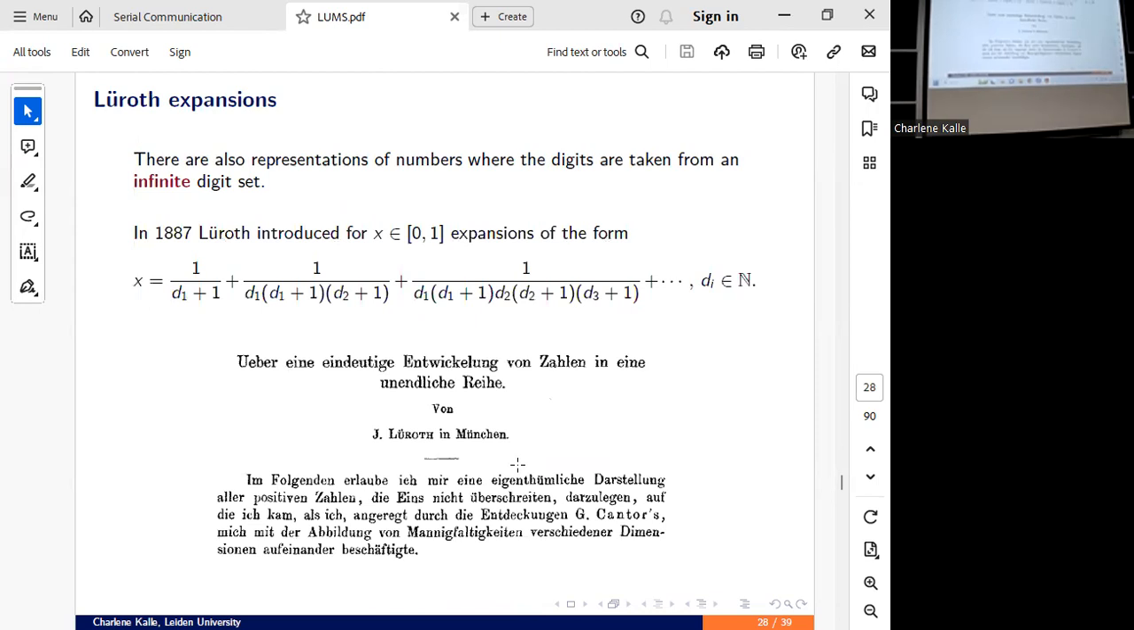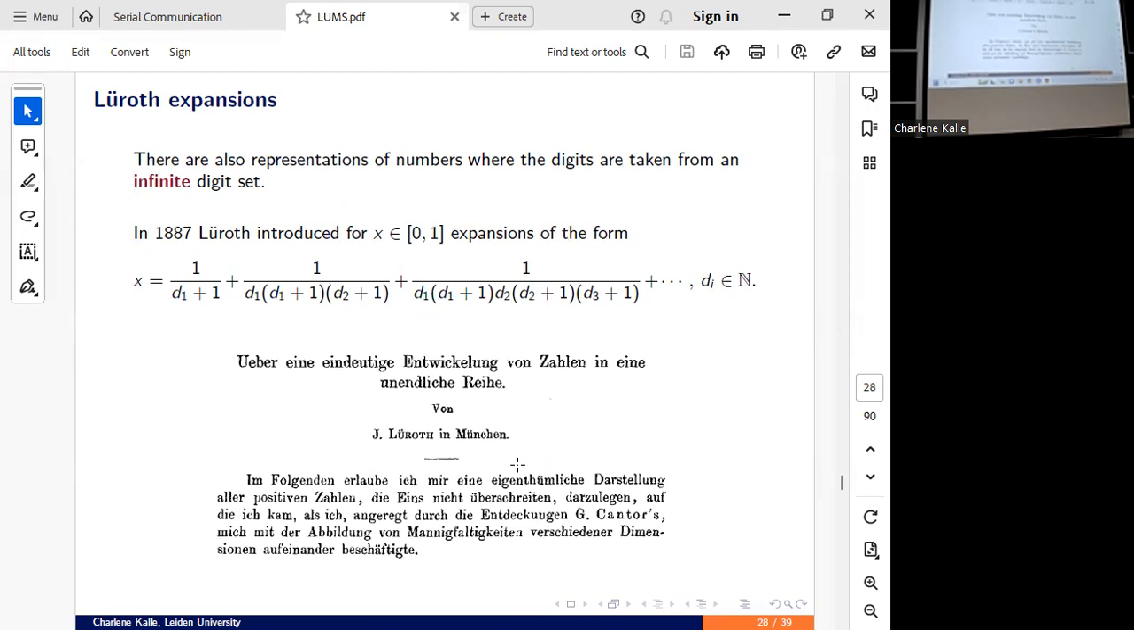One example of this is something that was found by Lüroth in 1887. And he describes number expansions that have this form. And the digits d_i can take any natural numbers. And this is the abstract from his original German article.